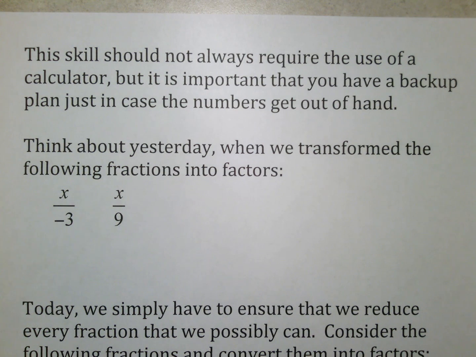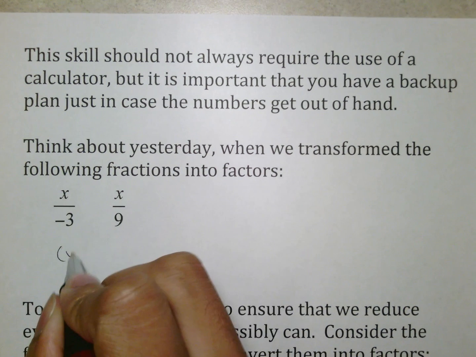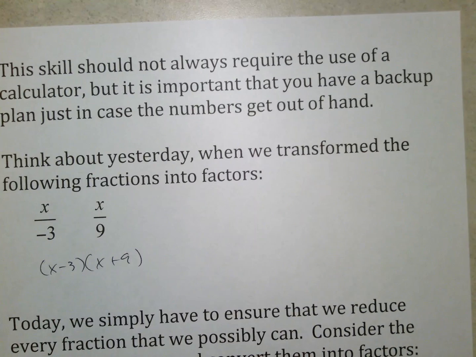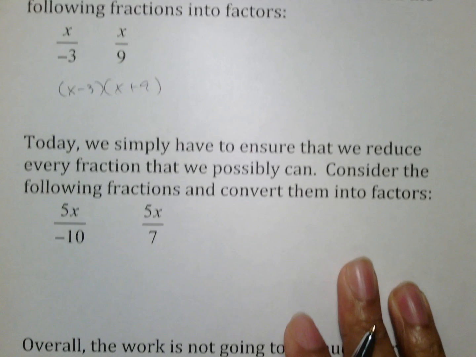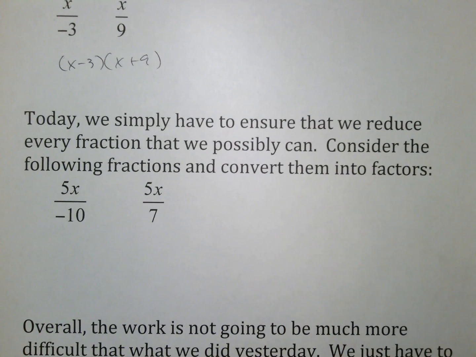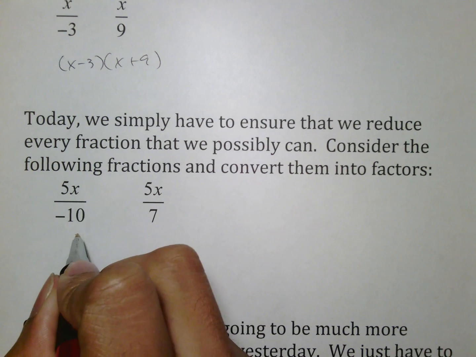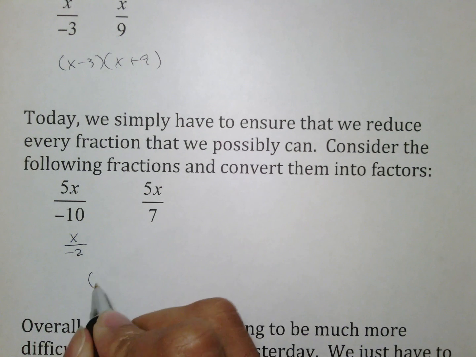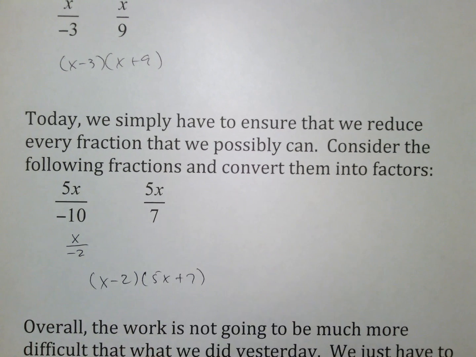Think of yesterday when we transformed the following fractions into factors. We had x over negative 3, x over 9. We turned that into x minus 3, and x plus 9 because 9 was positive. That was yesterday's work. Today we're just going to have to ensure that we reduce every fraction that we possibly can. So if you consider these two fractions and turn them into factors, first off, 5 and 10 can both be divided by 5, but it actually makes it x over negative 2. This can't be reduced, so your answers are x minus 2 and 5x plus 7.